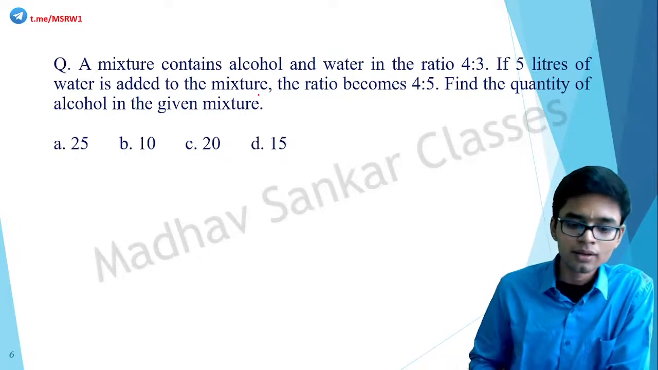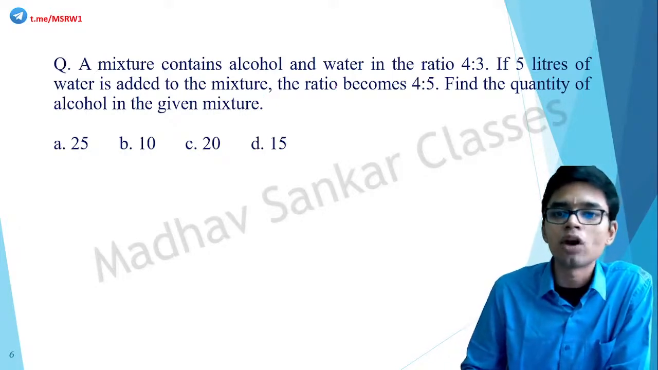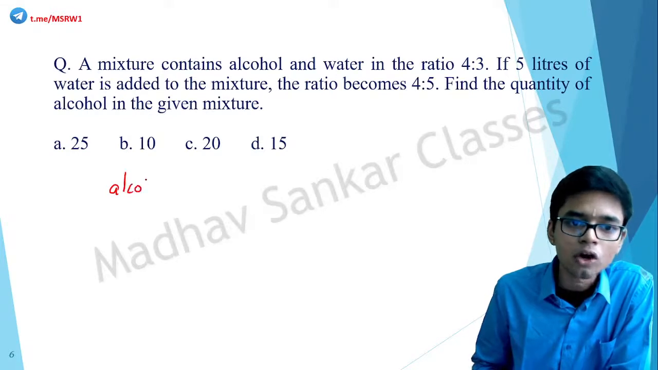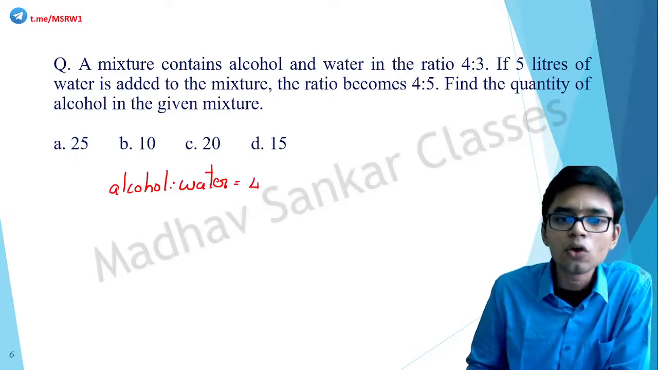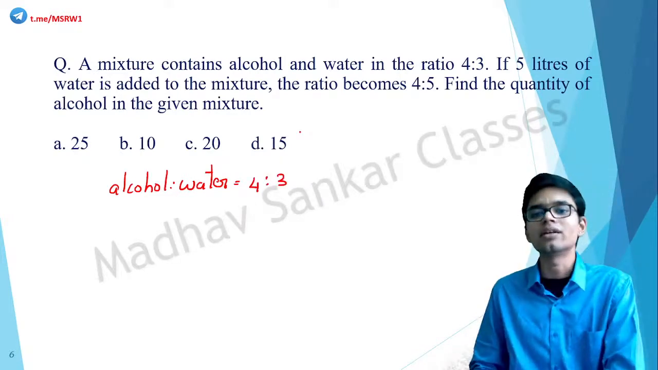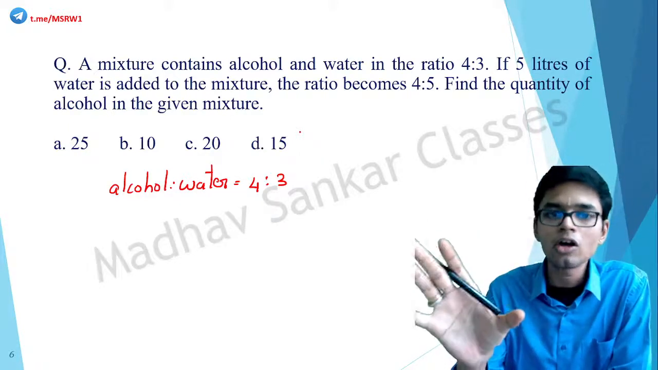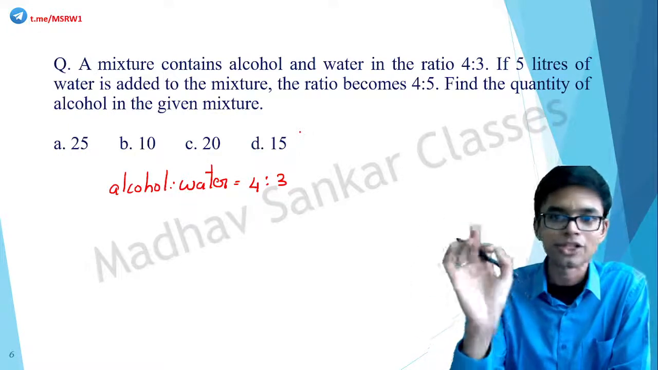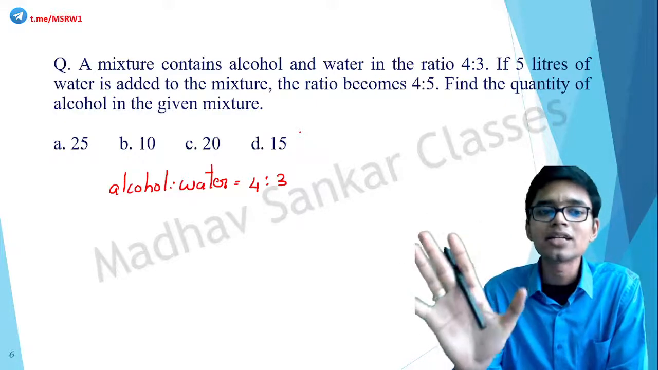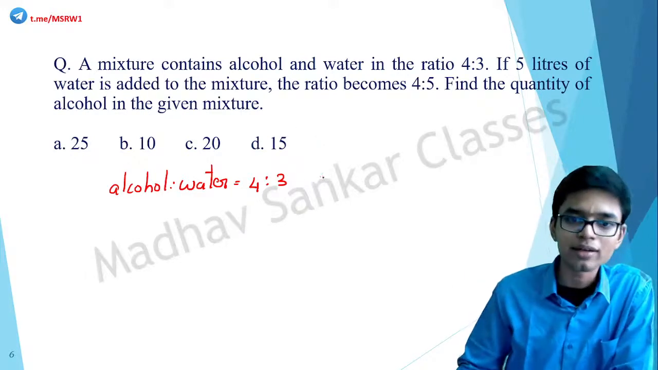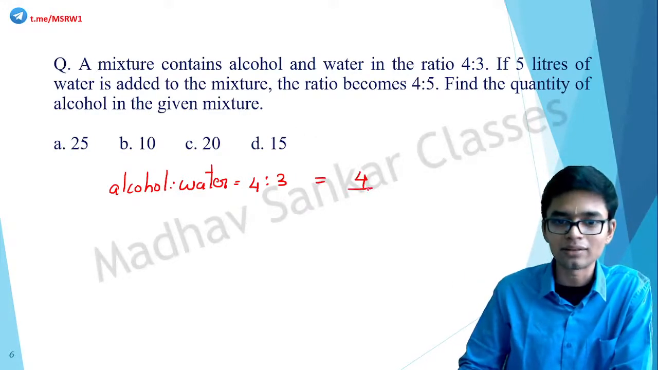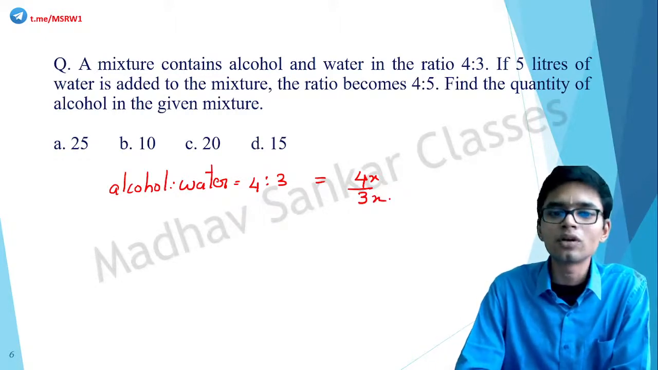So, a mixture contains alcohol and water. Okay, so alcohol is to water is equal to 4:3. This is given in the question. Correct? 4 parts of alcohol and 3 parts of water are there in the mixture. Now, 5 liters of water is added to the mixture. Before that, we can write this as 4/3 or 4x by 3x. I mean, it is not 4 liters and 3 liters. It is 4:3. That is the ratio.